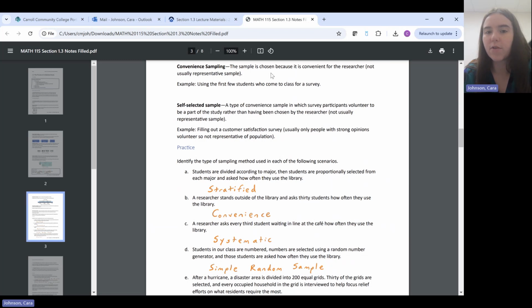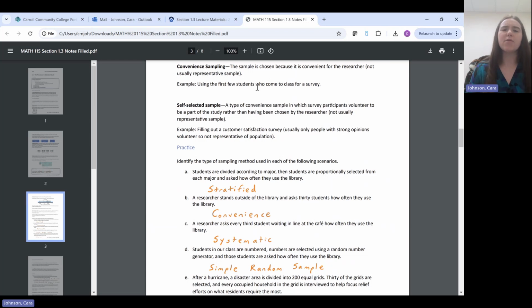A good example would be picking the first few students to come to class for a survey. You're not attempting to make it random. You're just picking the people that are easiest to you. Now, there are times when this has to be done. Like, I think of if you had a gigantic pile of heavy rocks, you would have to take the ones at the top practically. You can't really make it random.